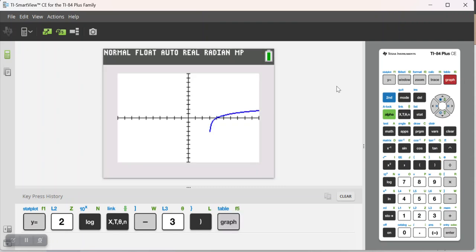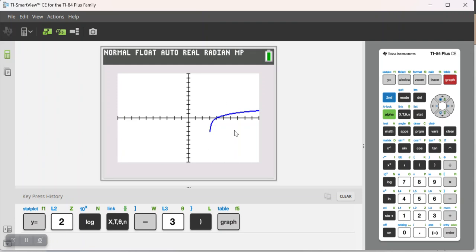I can graph that, and it's been translated 3 units to the right, and I've got my logarithmic shape over here. There should be a vertical asymptote down here, but it's a graphing calculator, so at some point it just reaches a point where it stops trying to calculate anything, so it might not show that vertical asymptote terribly well, but that's why it's important to understand the different properties that these graphs will have with or without a calculator.